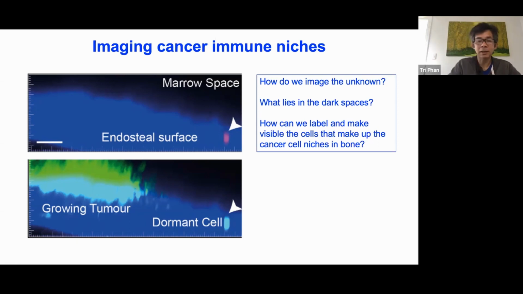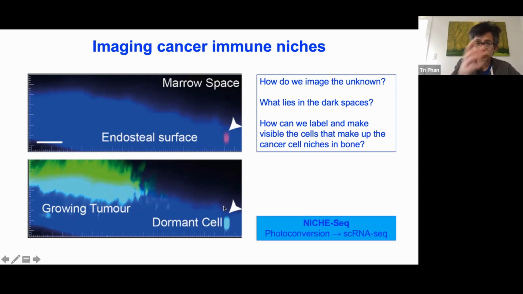Of course, we can take a candidate approach, label stromal cells, etc. But really, to be more agnostic and robust and not to miss anything, we need something different. One approach might be to photoconvert, using that method I mentioned at the beginning, this region, and then isolate the cells, and then do single cell RNA sequencing, for example, and annotate the cells that way. So that's niche-seq.